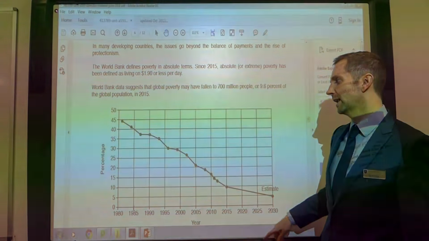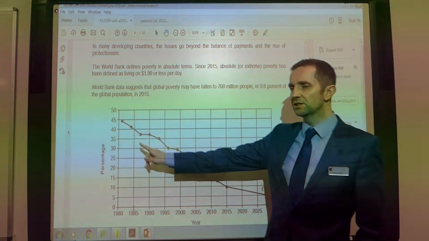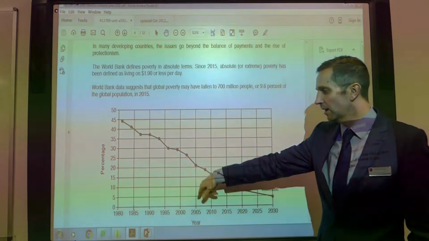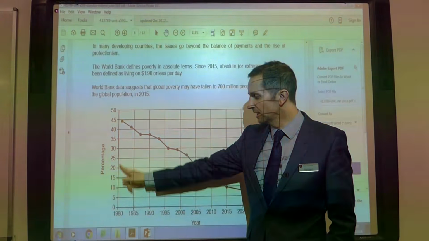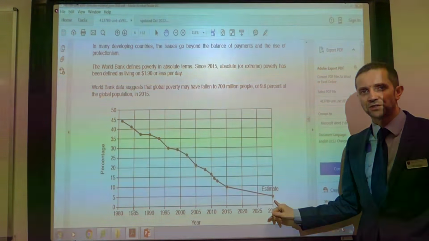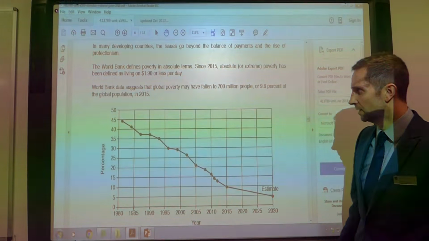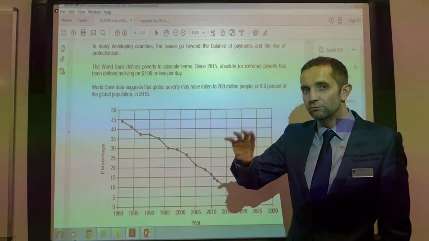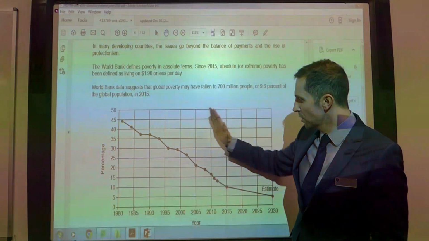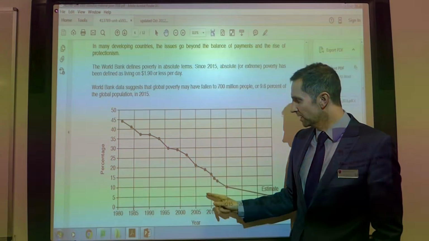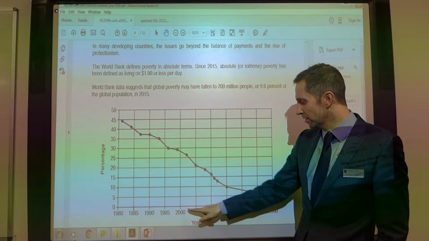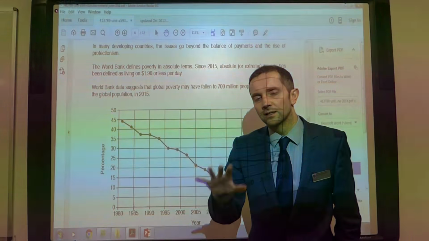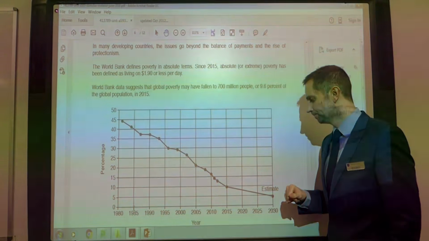Well, it shows us clearly that the percentage of the global population living in absolute poverty has been on the decline. So we're going right back to 1981 here, and then forecasted through to 2030. Interesting to note, really, in terms of the rate of decline, the steepest rate of decline is in the 2000s here, between 2000 and 2010, where it's clearly declined very significantly.